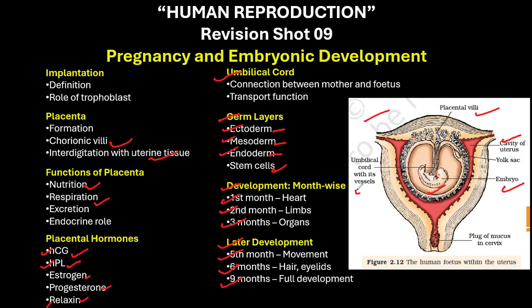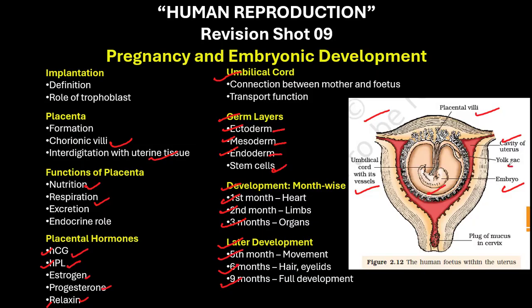And you have the umbilical cord. The umbilical cord connects the fetus to the placenta. It contains blood vessels. There is one vein, just remember, one vein is there which carries oxygen and nutrients to the fetus, and two arteries are there. They carry waste products away from the fetus. So it acts as a lifeline for the fetus.